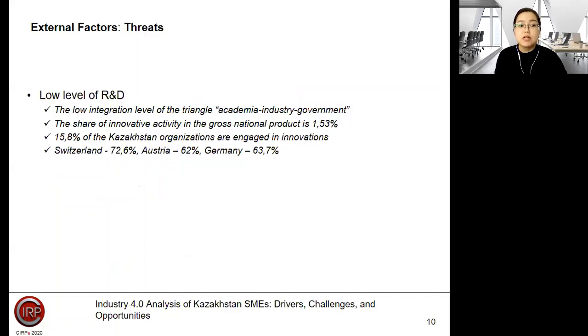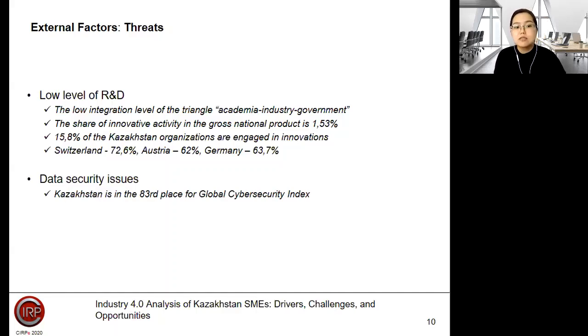However, there are threats as well. The low integration level of the triangle between academia, industry, and government, as well as the poor level of innovative activities in Kazakhstan, negatively affects SMEs in terms of R&D level. Currently, the share of innovative activities in the gross national product is only 1.5%, and only around 16% of Kazakhstan organizations are engaged in innovations. In comparison, in Switzerland this number is almost 73%, in Austria 62%, and in Germany 64%.